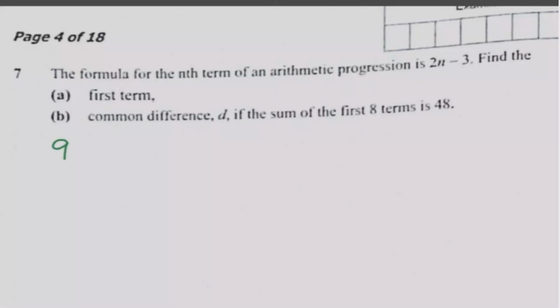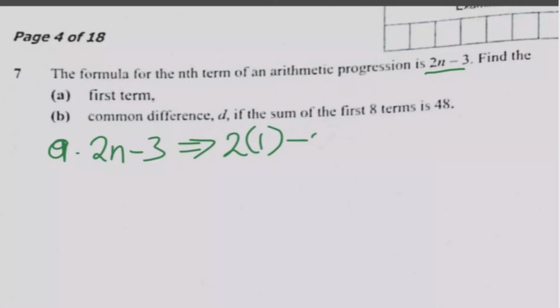So we are already given the formula. So we're going to say this is A, not 9, please. So we're going to say 2n minus 3. Okay, so what do we do now? We know that we want to find the first term. So we're going to say 2 times 1 close bracket minus 3. So I'm going to evaluate 2 times 1 will give us 2 minus 3.